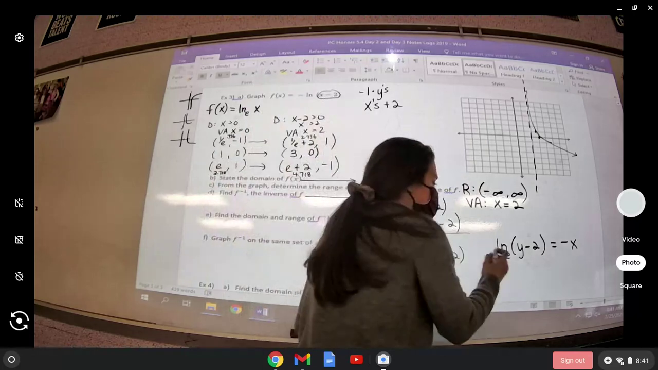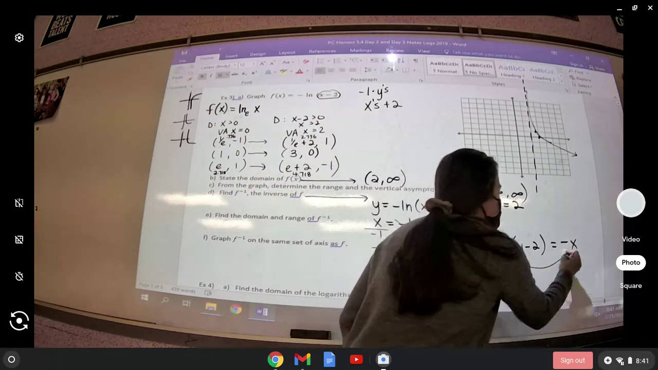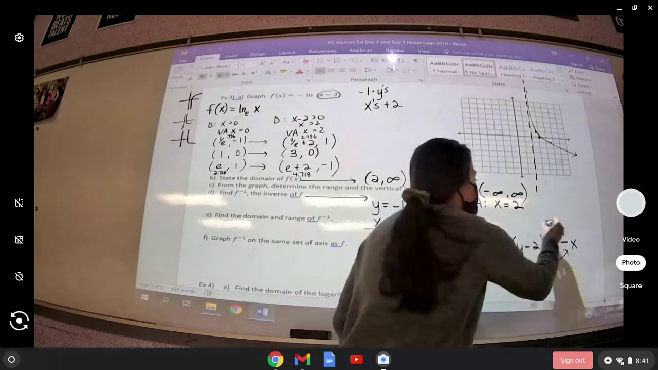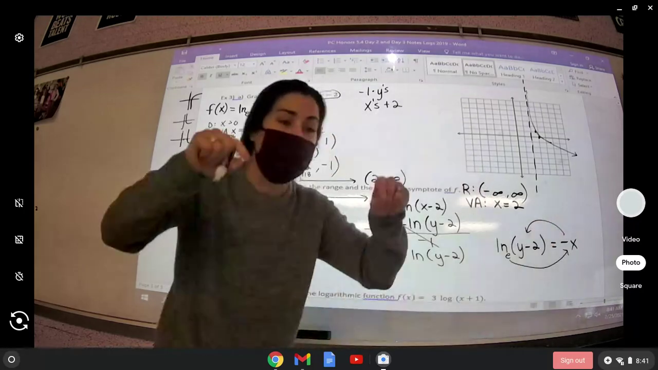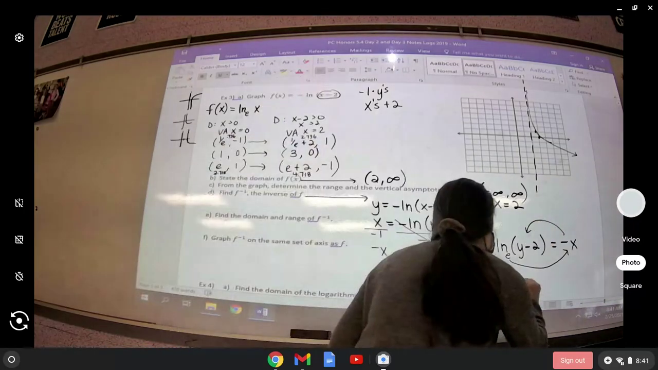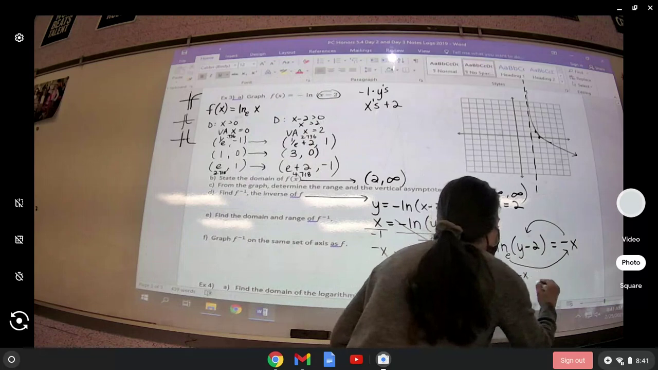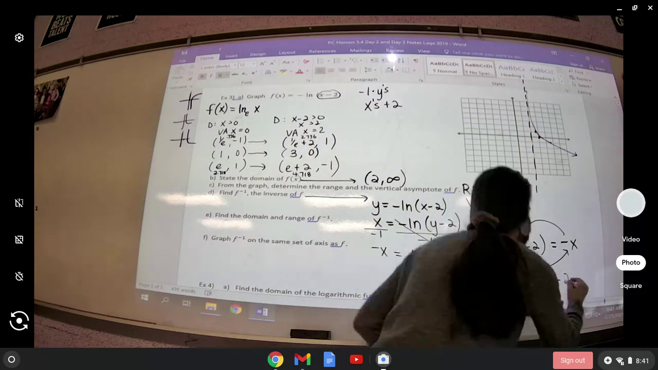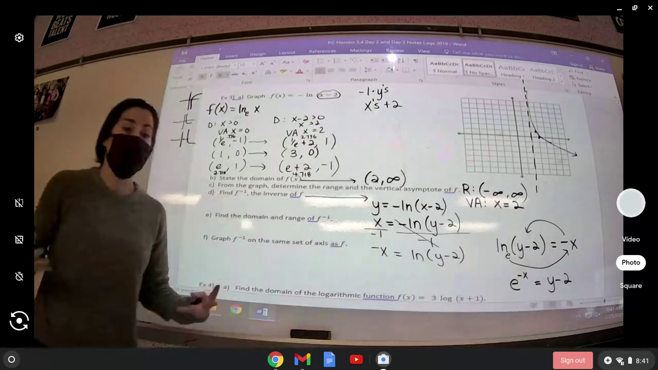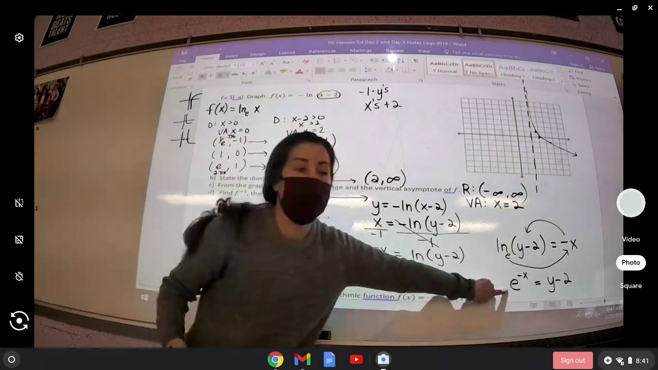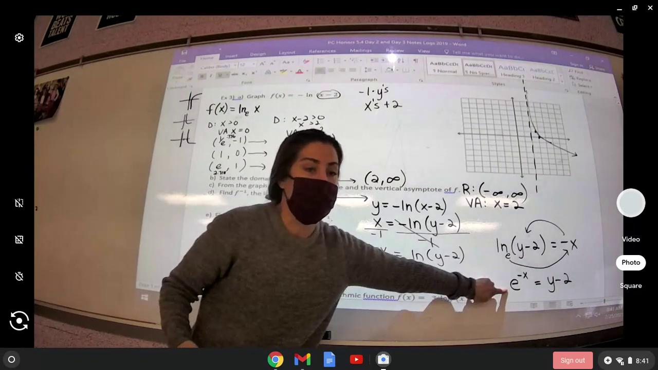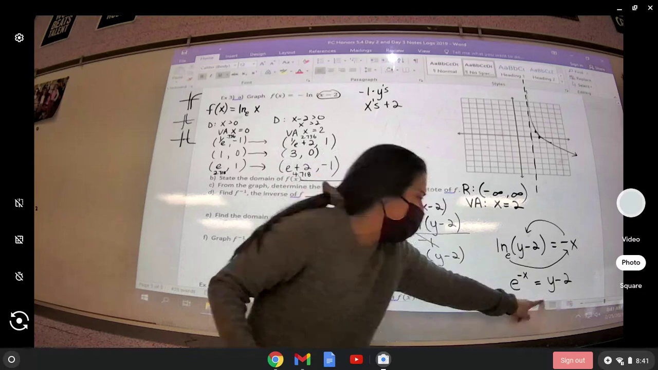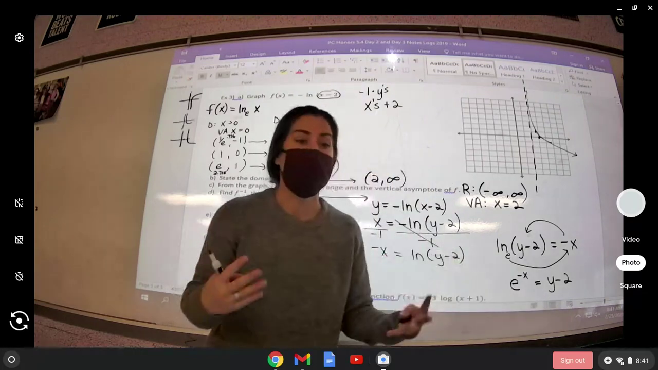This log is saying that e to that exponent equals that answer. So let's put it in that form. e to that power equals that answer. So now the logarithm is gone and we are working with a base e exponential. And now all we have to do is add the 2 over to get y completely by itself.